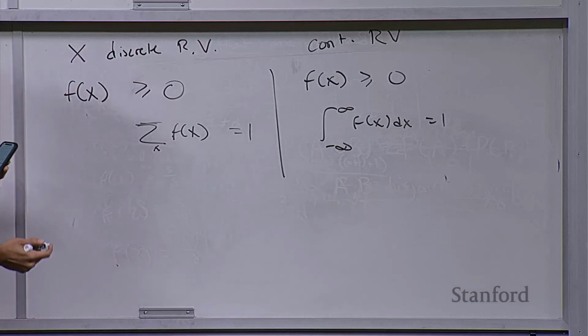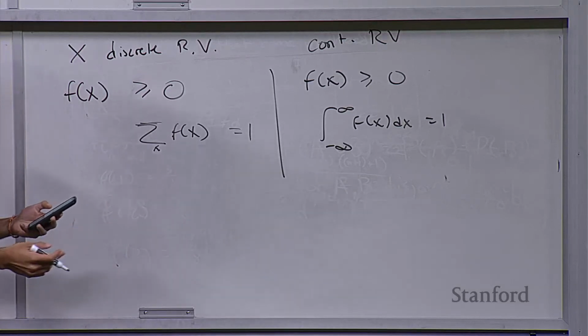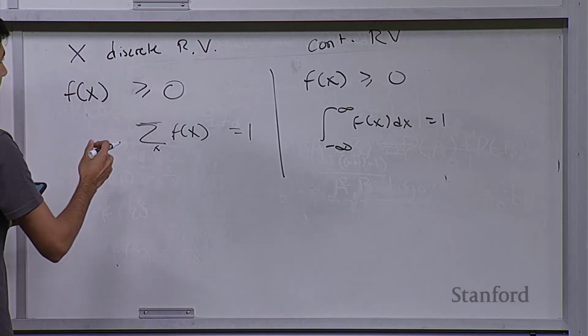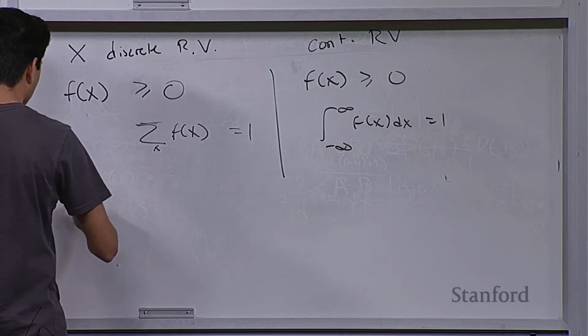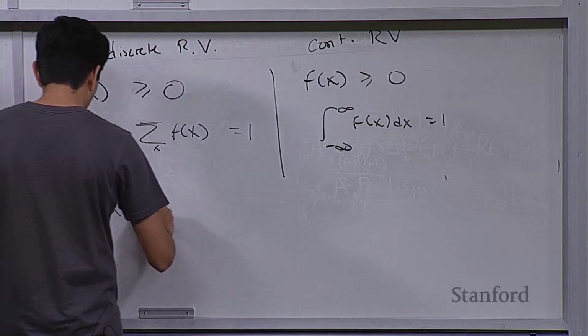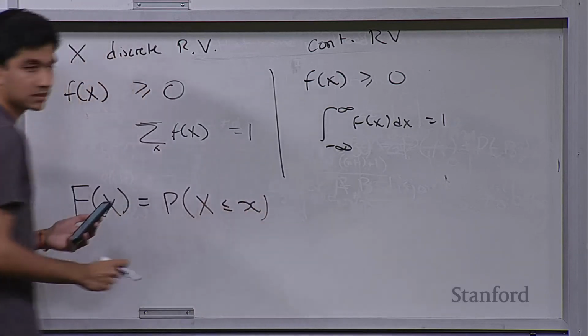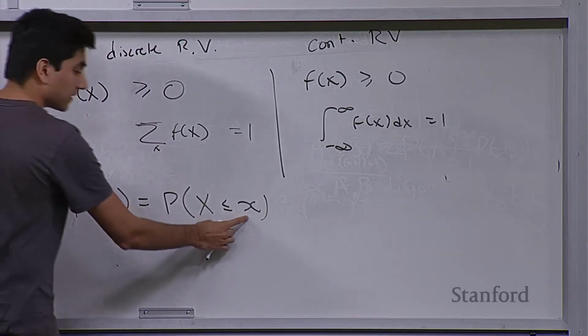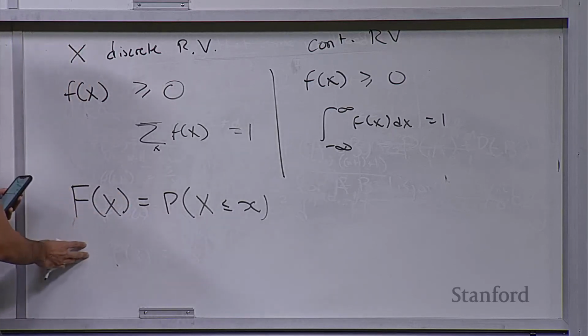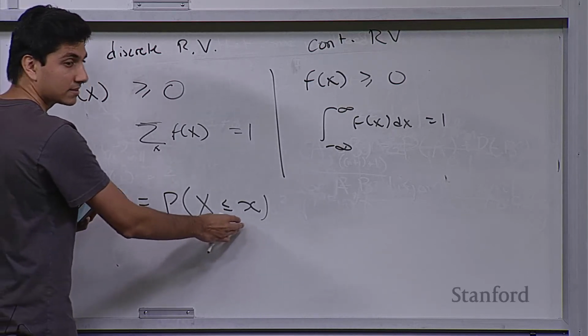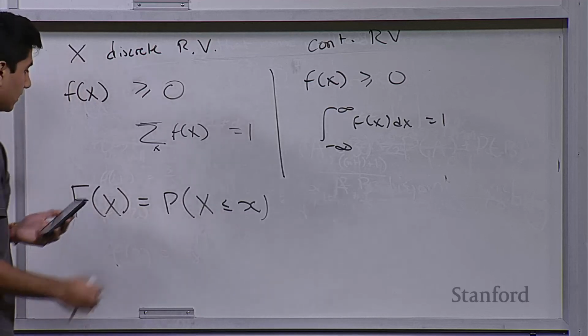We can also define the cumulative distribution function, or CDF, for a given random variable x. And the CDF basically is denoted by an uppercase F, and it represents the probability that the random variable is less than or equal to some fixed value. So here, little x is some fixed value, and what we're trying to express is the probability that the random variable has a value less than or equal to the fixed value. So how would we express this?